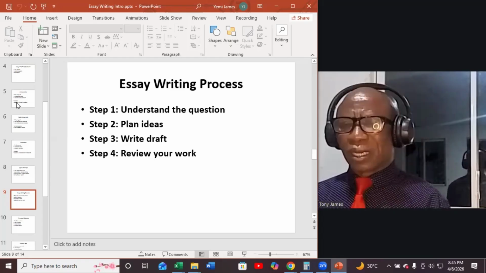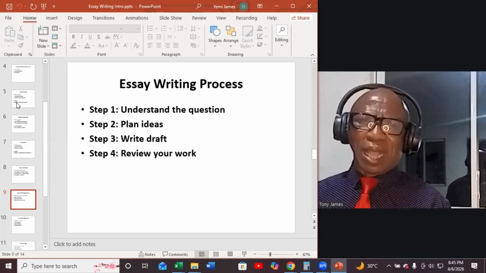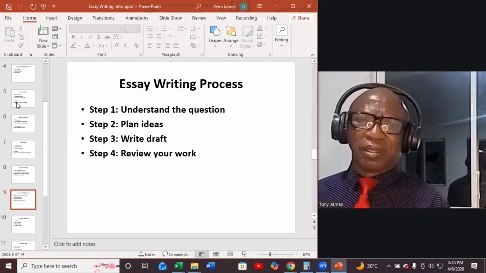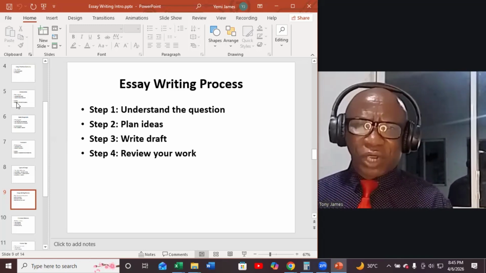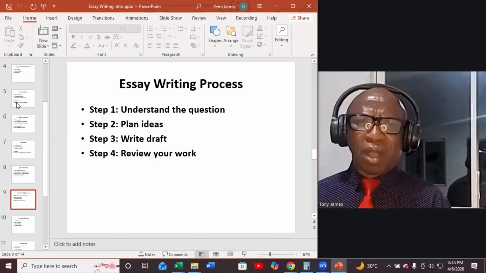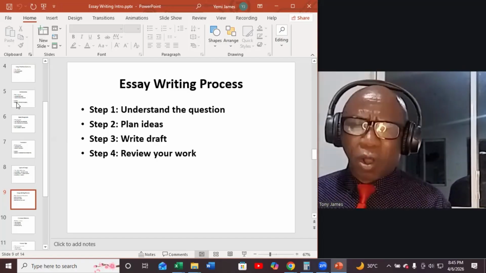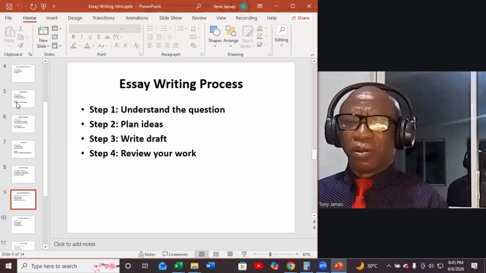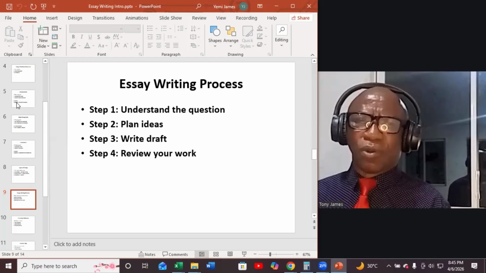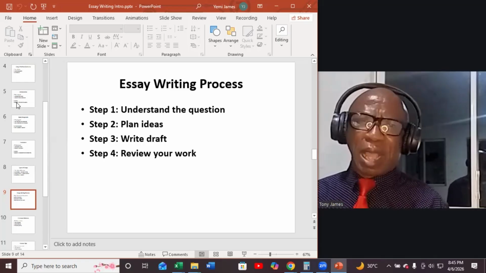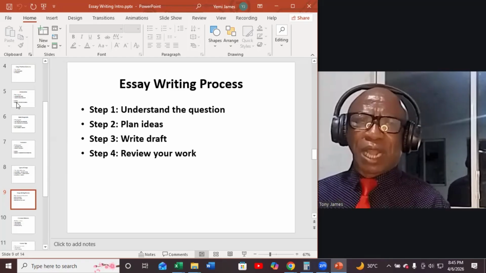So when you plan it like that, you start writing. And that takes us to step number 3, write the draft. That is, draft the essay. Write the essay out in order of the arrangement of your points. And lastly, which is step 4, do a review of the essay you have written. Manage your time, be judicious with your time, so that you will have about 5 to 10 minutes to review your work.